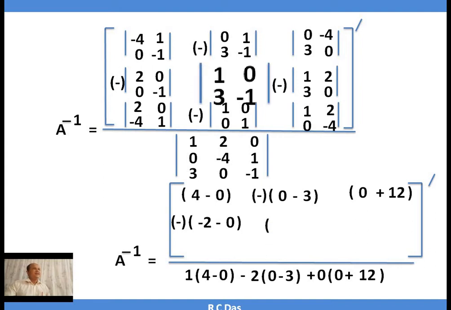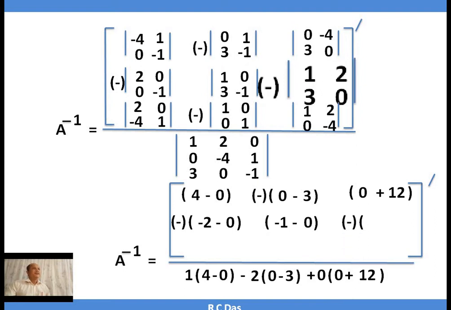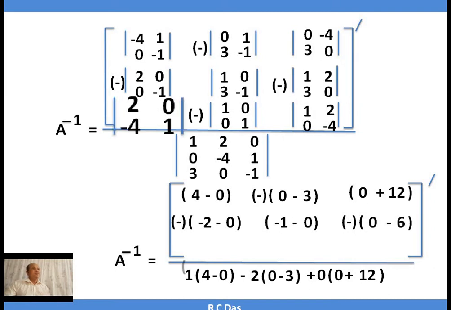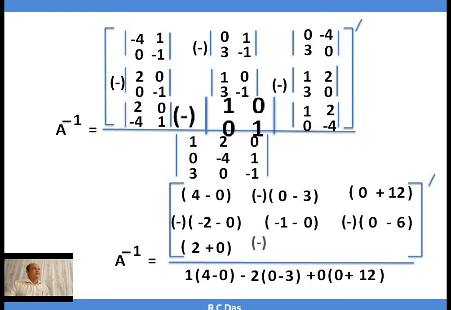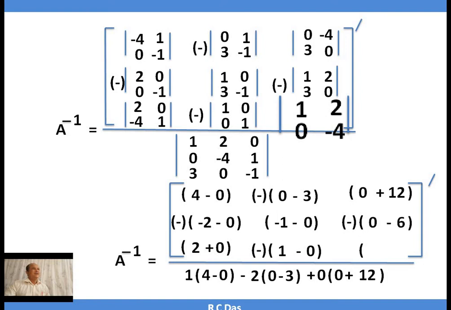Here 1 into minus 1 is minus 1, minus 3 into 0 is 0, so 0. Here minus 1 into 0 is 0, minus 2 into 3 is 6, so 6. 2 into 1 is 2, minus 0, minus 4 into 0 is minus 0, ultimately plus 0, so 0. Minus 1 into 1 is 1, minus 0 into 0 is 0. 1 into minus 4 is minus 4, minus 0 into 2 is 0.